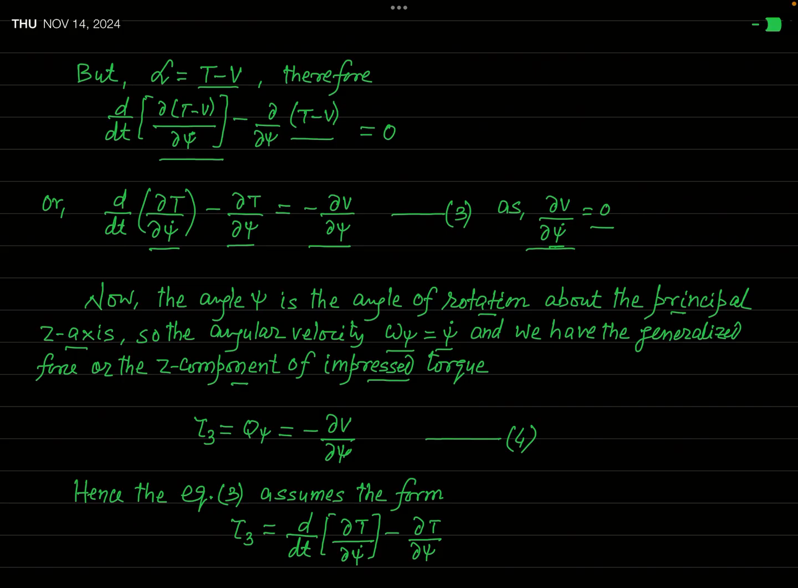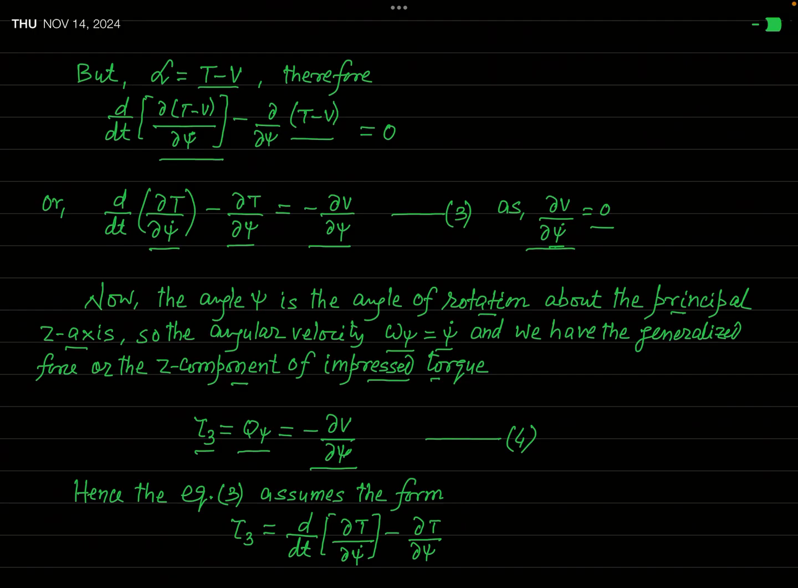Okay. So in this case, the z component of the torque, which is written as tau 3 or tau z, where instead of z I have written subscript 3, is actually the generalized force Q psi. And you know that since the system is a conservative system, this generalized force will be equal to the negative gradient of the potential function.